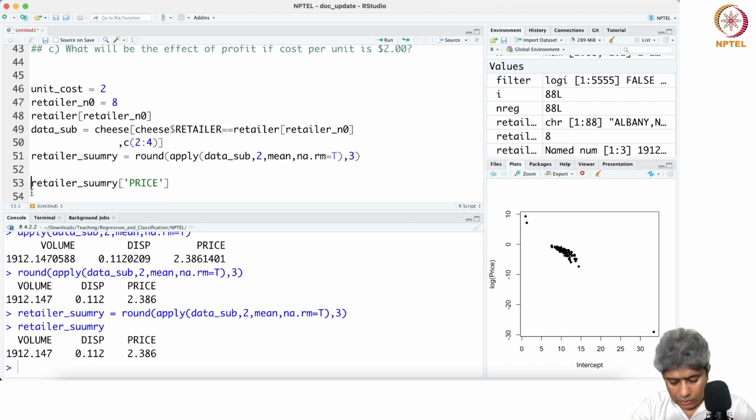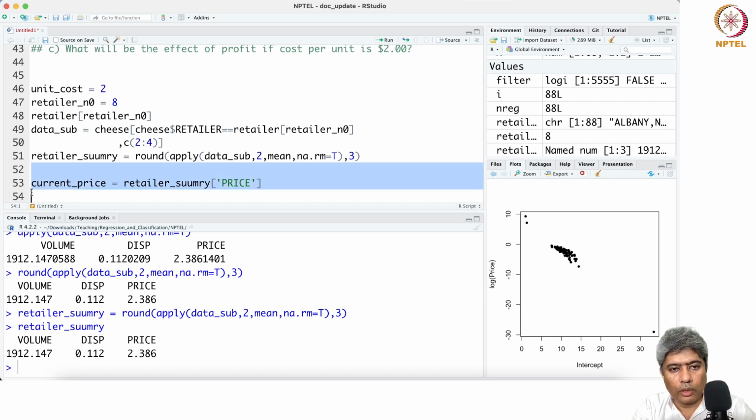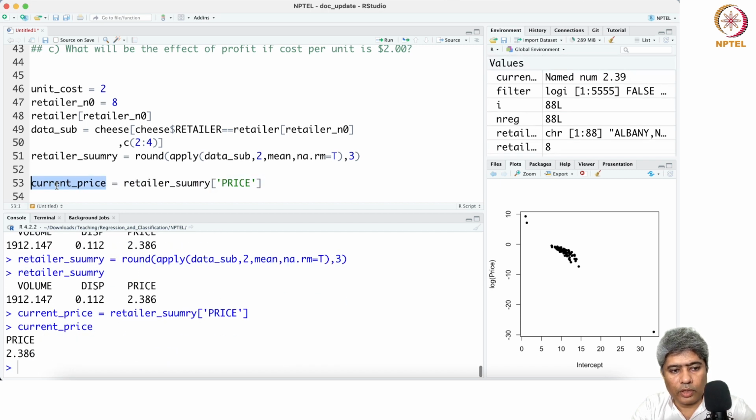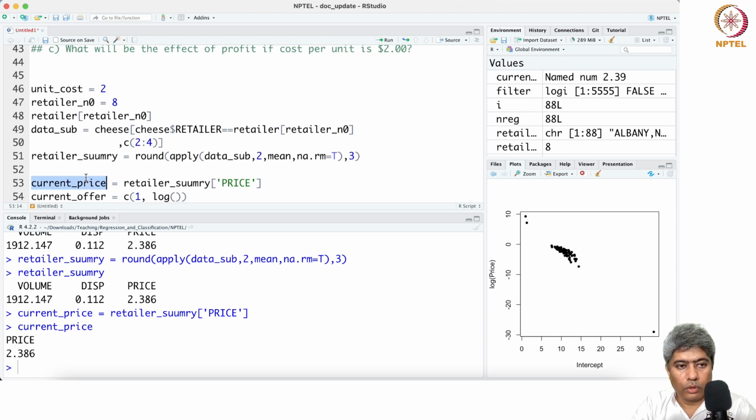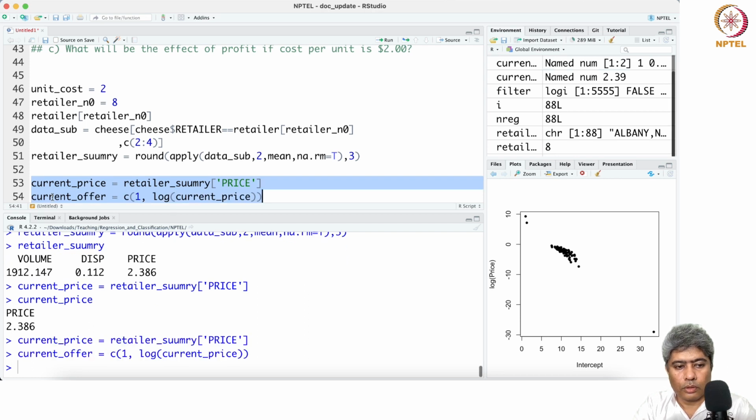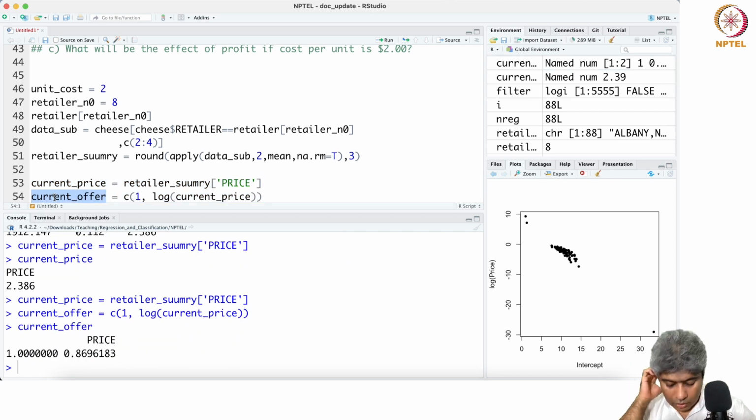So this is suppose current price, okay, if this is the current price, and then I will call say current offer equal to 1 comma log of current price. So this is my current offer.